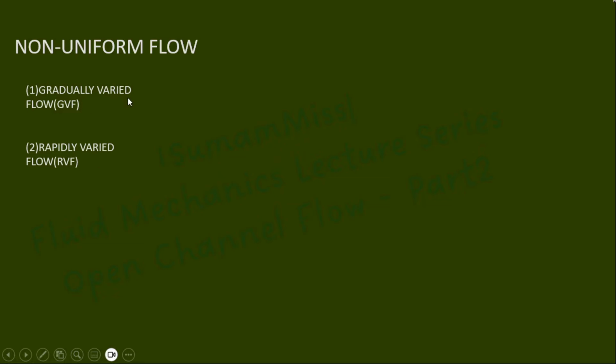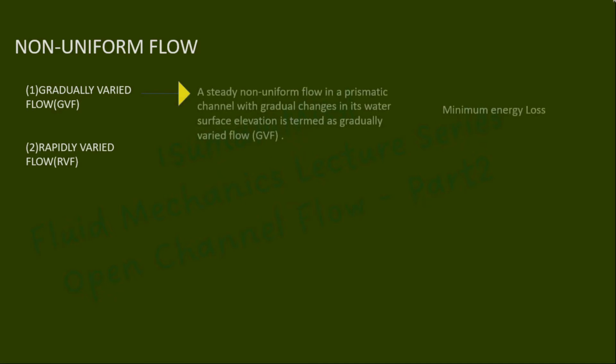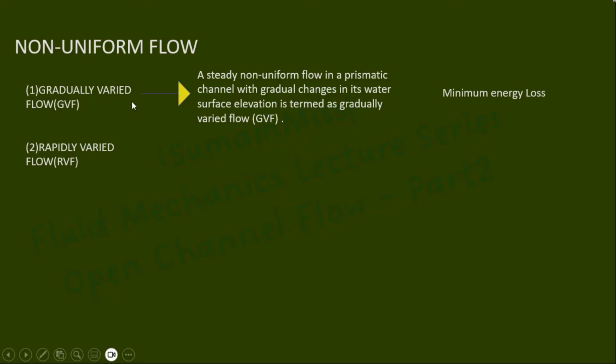In gradually varied flow, normally we are referring as GVF, flow depth changes in the direction of the flow. Or we can say that gradually varied flow is a steady non-uniform flow in a prismatic channel with gradual changes in its water surface elevation. Since the flow characteristics are changing gradually, there is minimum energy loss. So that is why we can use energy concept for the derivation of dynamic equation of gradually varied flow.